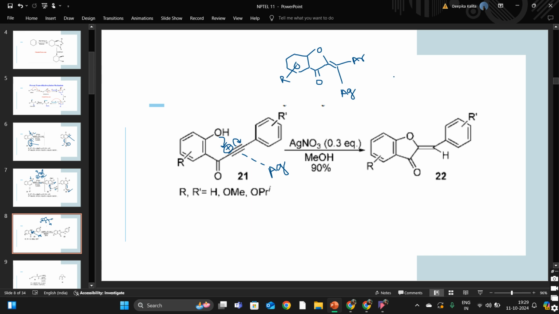Now, when there are protic sources present in the reaction medium, or during the workup stage of the reaction, this carbon silver bond will be broken, and we are going to get this olefin as the final product. This carbon silver bond will break, and this carbanion will be protonated by taking a proton from methanol. Okay, so this was an easy reaction.